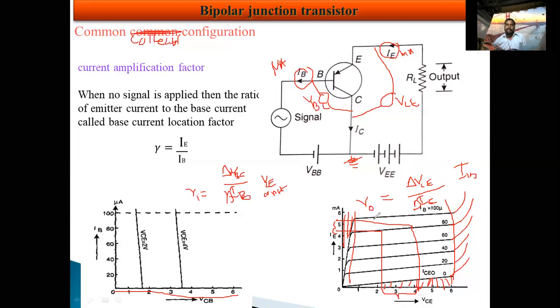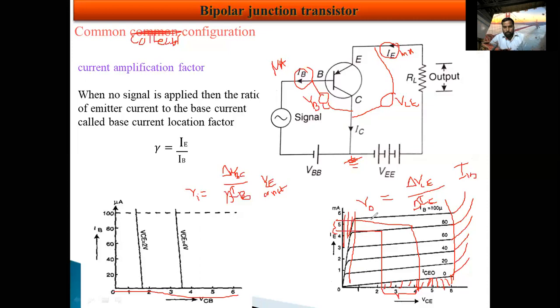Now the ratio of output and input current is the current amplification factor in the common collector configuration, indicated by gamma. When there is no signal applied to the biasing, the ratio of emitter current to base current is called the current amplification factor. That is, gamma is equal to IE by IB.